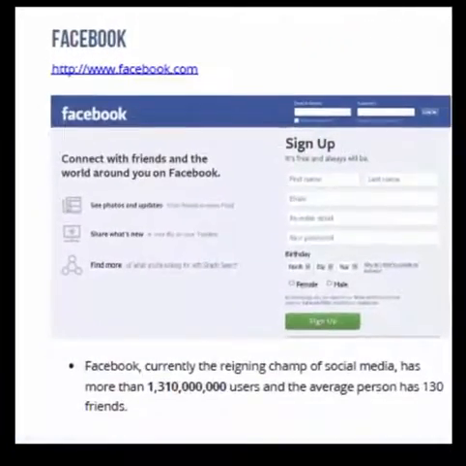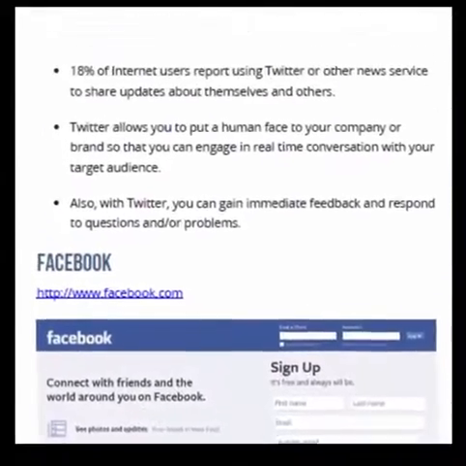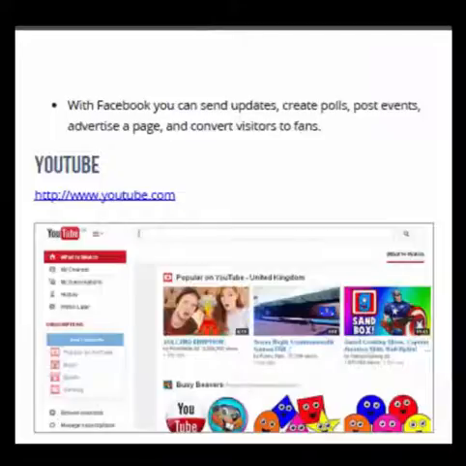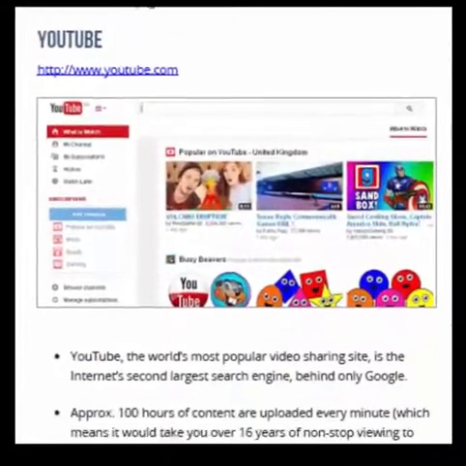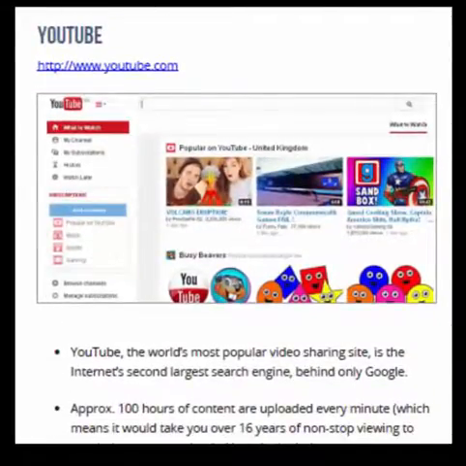Facebook, for example. Facebook, currently the reigning champs of social media, has more than 1 billion users, and the average person has 130 friends. With Facebook, you can send updates, create polls, post events, advertise a page, and convert visitors to fans. Let's take a look at YouTube, for example.